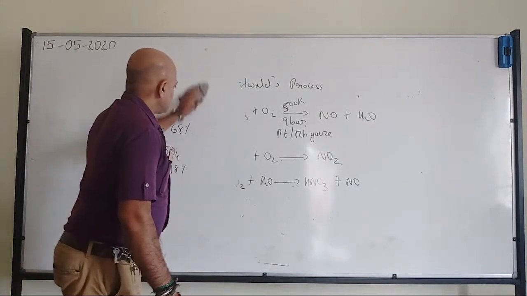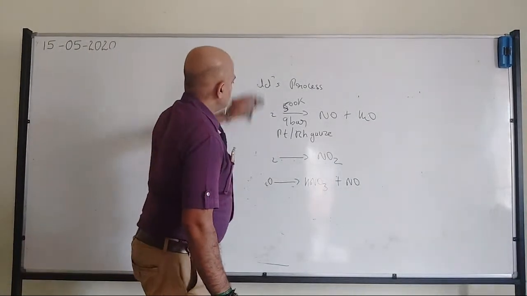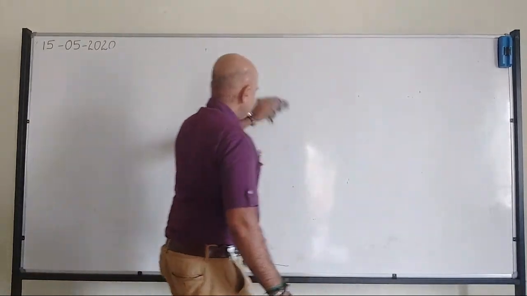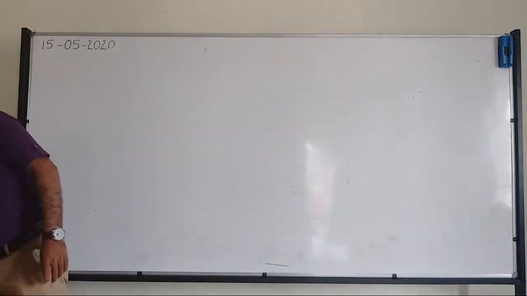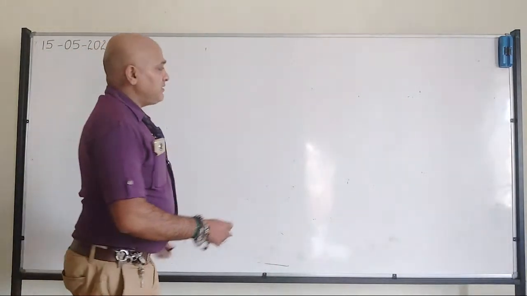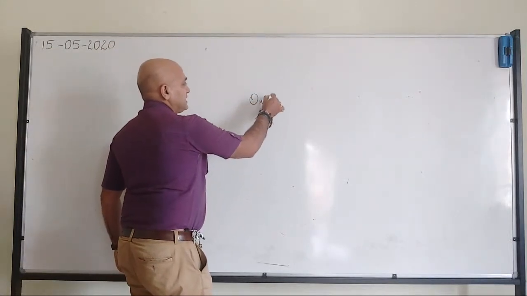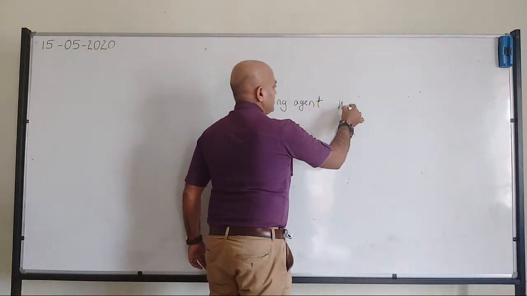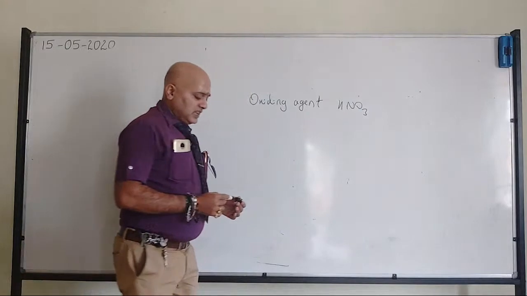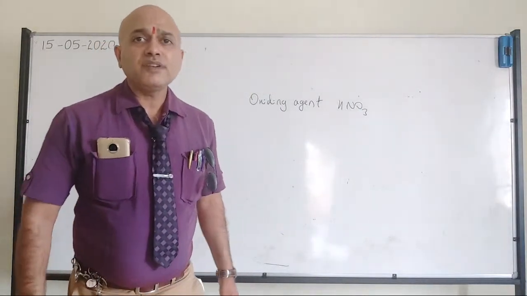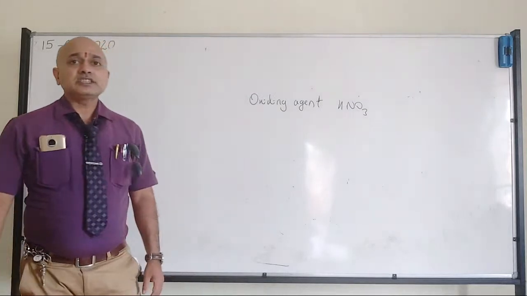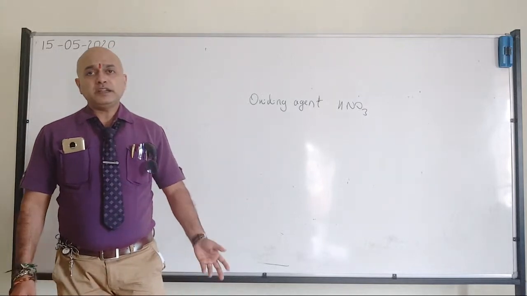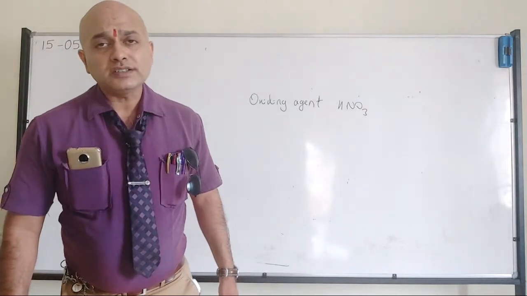Now next we have discussed the properties of nitric acid. As we know, it is a strong oxidizing agent. Why should nitric acid behave as a strong oxidizing agent? That is due to the highest oxidation state of nitrogen, that is +5. So therefore it will behave as a strong oxidizing agent. This we have discussed with respect to HNO3 as a strong oxidizing agent.